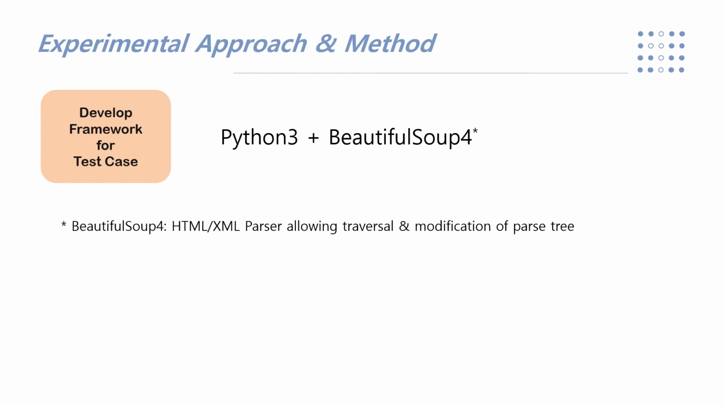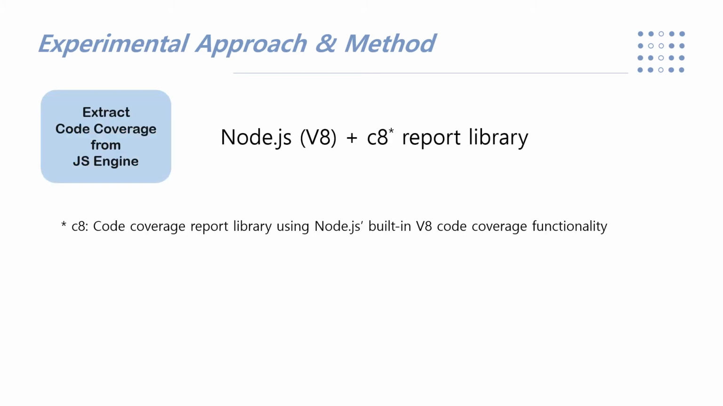Secondly, we developed a framework for parsing and manipulating HTML test cases. We used Python as our implementation language and used Beautiful Soup as the HTML and XML parser, allowing traversal and modification of the parse tree. Thirdly, we extracted code coverage of DOMPurify's implementation with V8's code coverage extraction functionality, utilized with the C8 report library. The C8 report library helped us to use V8's code coverage extraction functionality by showing the coverage as a report.